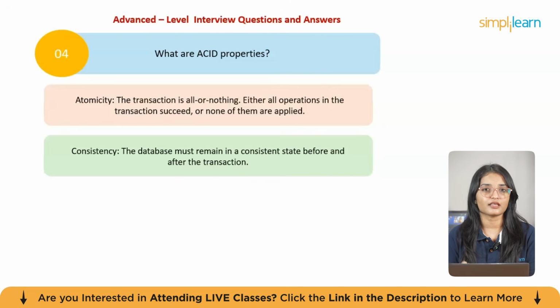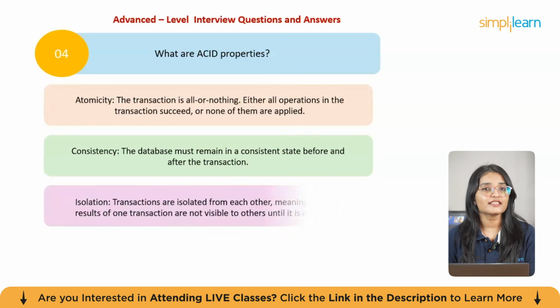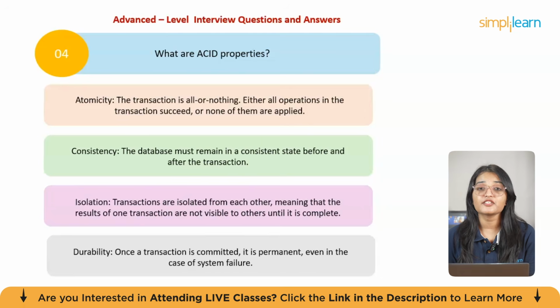Next is consistency. The database must remain in a consistent state before and after the transaction. Next is isolation. Transactions are isolated from each other, meaning that the results of one transaction are not visible to others until it is complete. Next one is durability. Now, once a transaction is committed, it is permanent, even in the case of system failure.